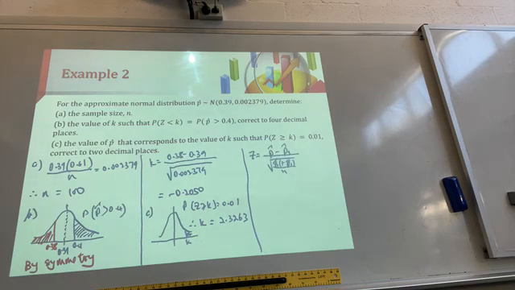Alright? P hat take away p. This time we're going to use 0.39. So therefore 0.50, I would say. To 2 decimal places, 0.50. I'm just telling myself, I think I've not read the question carefully. 0.50.